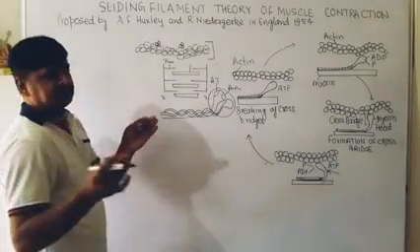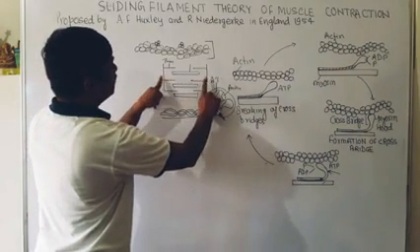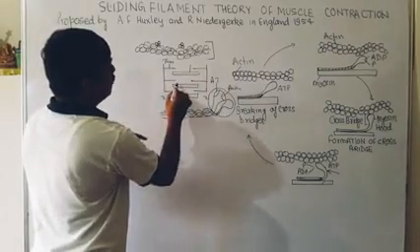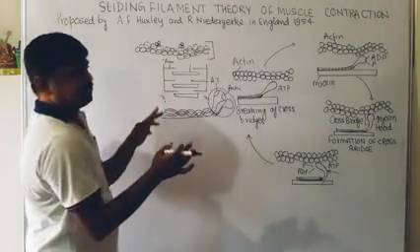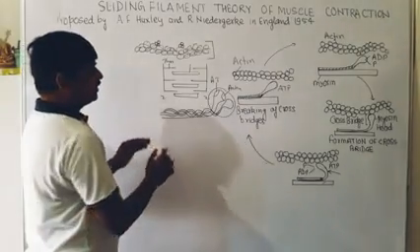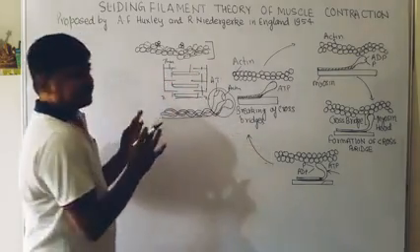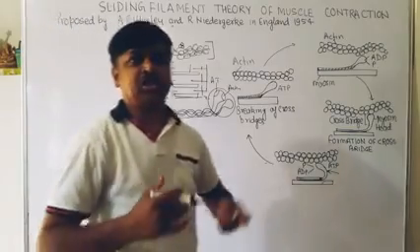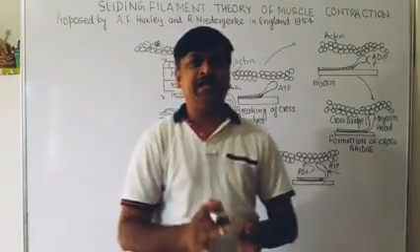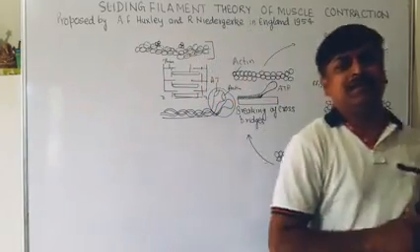So what happens during muscle contraction? These two Z lines come closer. That is, you can see these thin filaments slide over the thick filament. Clear? In detail I will explain to you. This happens during muscle contraction. And these two Z lines come closer. This is the muscle contraction. So the sliding filament theory states that contraction of the muscle fiber is due to the sliding of the thin filament, that is the actin, over the thick filament.